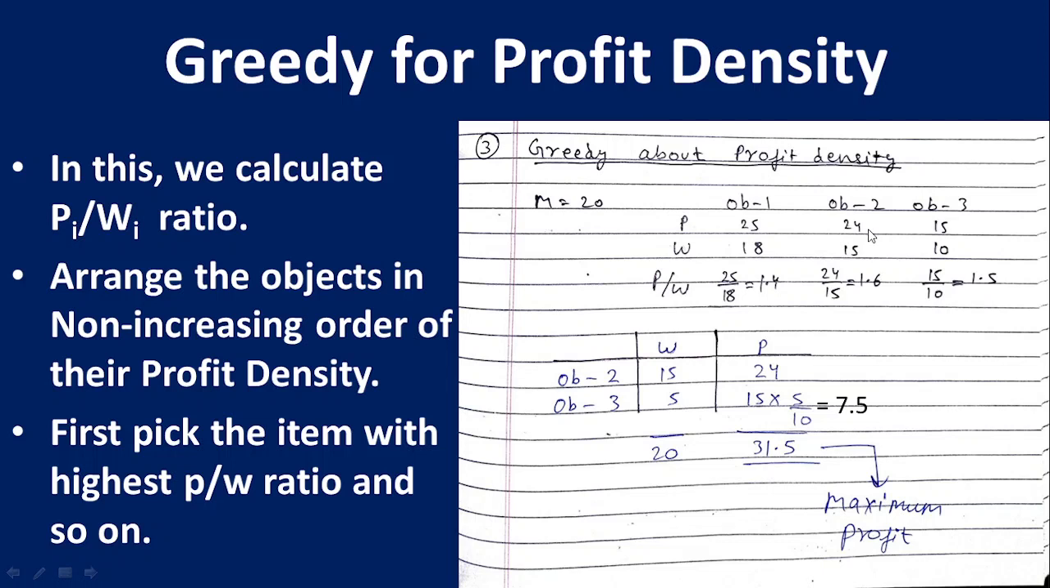So we will include it completely. So we got 24 profit. But now the capacity of the knapsack will be 20 minus 15, that is 5. So the next is object 3, and we cannot take it completely, so we will take it partially. That will be 15 into 5 by 10, which is 7.5. So 7.5 plus 24 is 31.5, and it is the maximum profit. So this approach is used in the greedy knapsack algorithm.